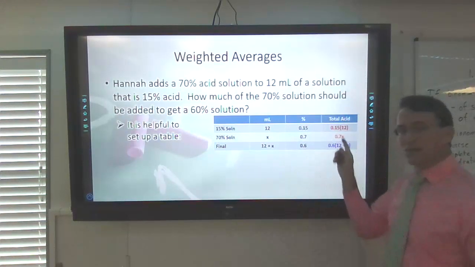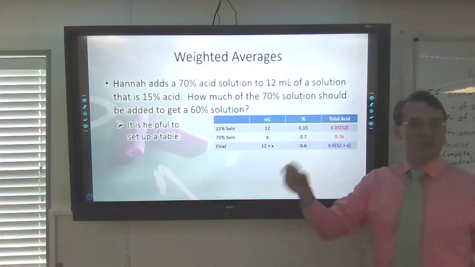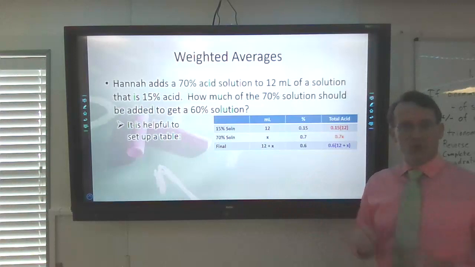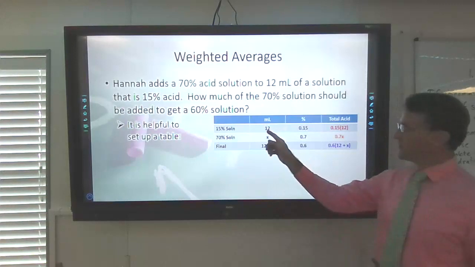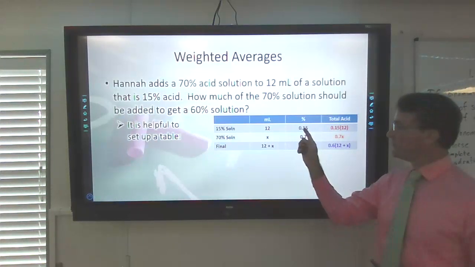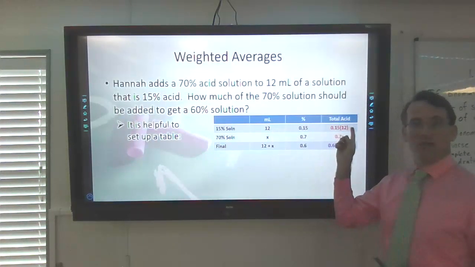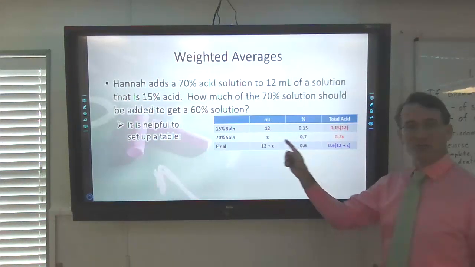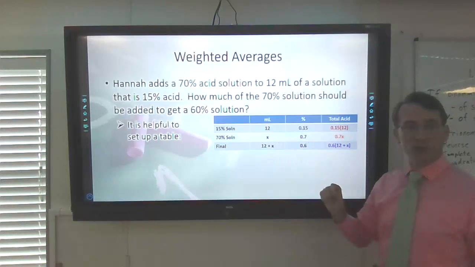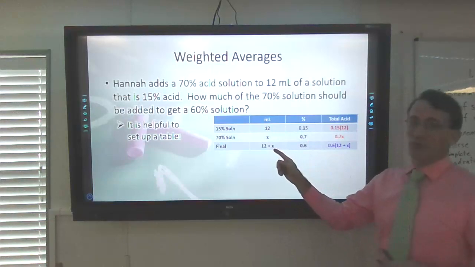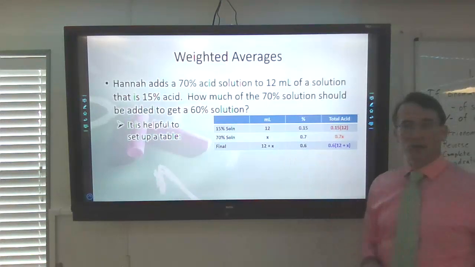And this is the amount of the milliliters that is actual acid, as opposed to water that is diluting that particular acid. So if I take the 12 milliliters and I know 15% of it is the acid, well, if I take 15% of 12, that'll give me the number of milliliters that is actual acid. I can do the same thing here with my 70% solution, except multiplying by 0.7. And I can do the same thing down here where I have my total amount, which I'm not really sure what it is, but if I multiply by 0.6, it should give me the total amount of acid in my final solution.